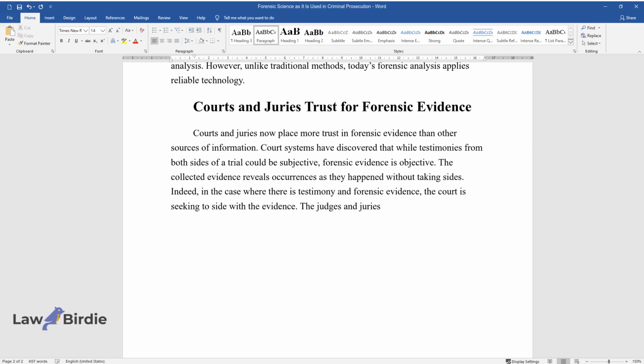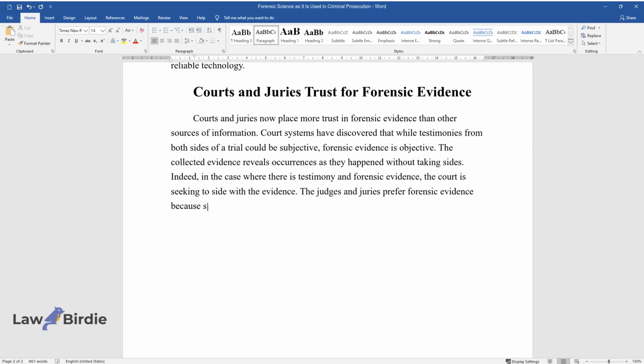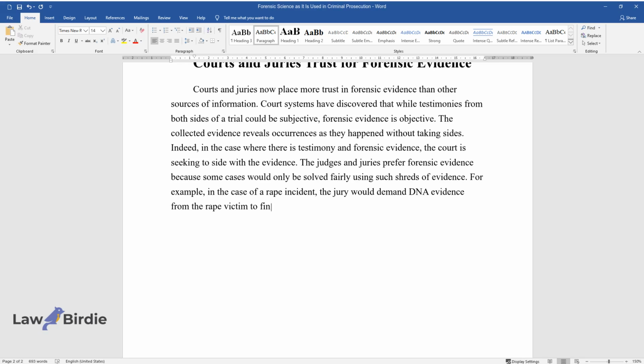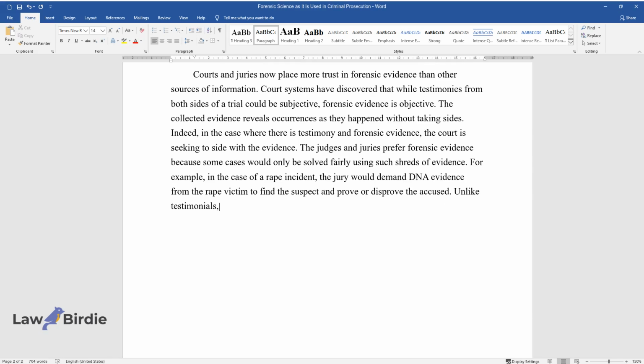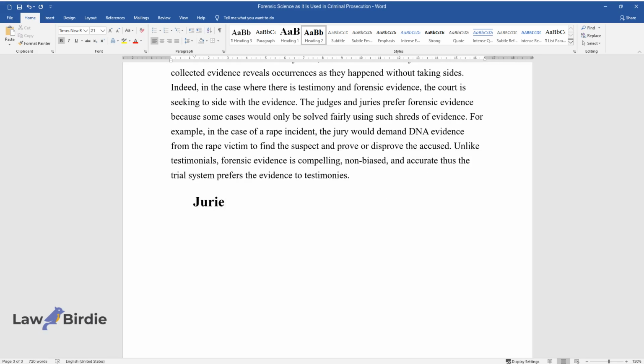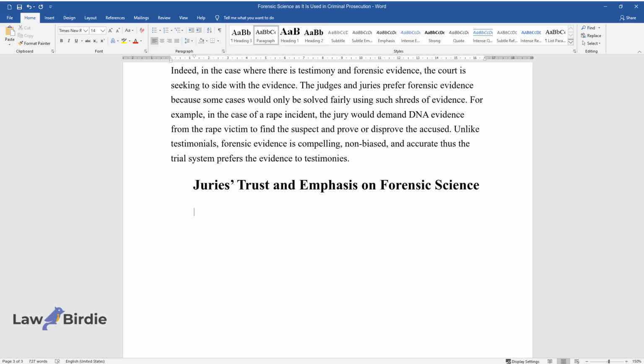The judges and juries prefer forensic evidence because some cases would only be solved fairly using such shreds of evidence. For example, in the case of a rape incident, the jury would demand DNA evidence from the rape victim to find the suspect and prove or disprove the accused. Unlike testimonials, forensic evidence is compelling, non-biased, and accurate, thus the trial system prefers the evidence to testimonies. Juries' trust and emphasis on forensic science.